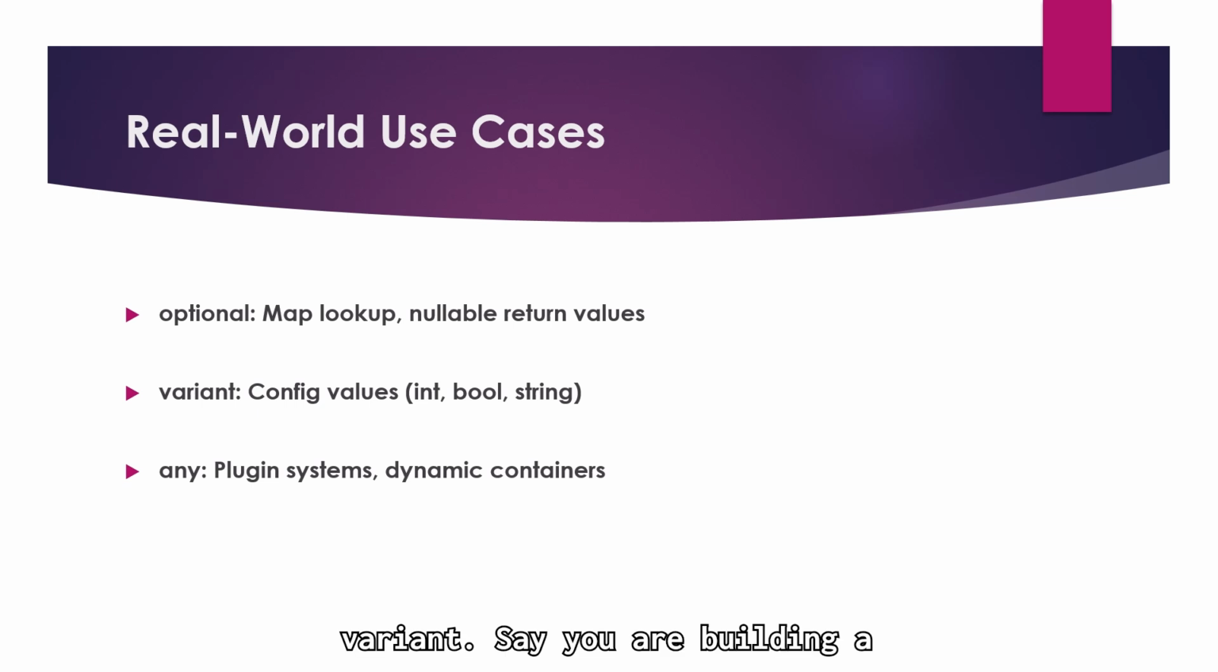Variant. Say you are building a configuration system. Your config file might contain a variety of values: an int for screen resolution, a bool for dark mode, and a std::string for the theme. Use variant to handle these different types safely. Any in a plugin system where different modules may pass values of completely different types. Any is perfect because it allows you to store and manipulate these values without prior knowledge of their types.